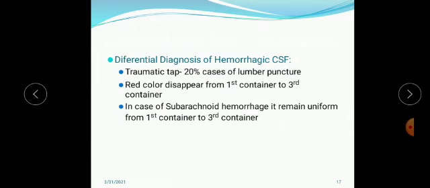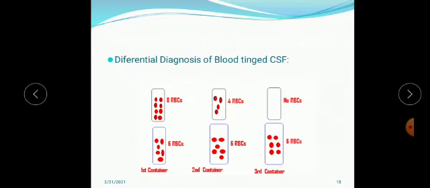Now, whenever there is a reddish CSF, that is hemorrhagic CSF, it should be differentiated whether it is a traumatic tap or a truly pathogenic condition, that is a subarachnoid hemorrhage. So how to differentiate them? Traumatic tap occurs in 20% of cases of lumbar puncture, and the red color disappears from the first container to the third container. In case of subarachnoid hemorrhage, it remains uniform from the first container to the third container.